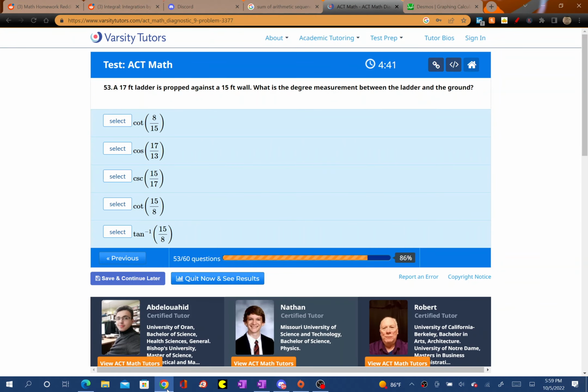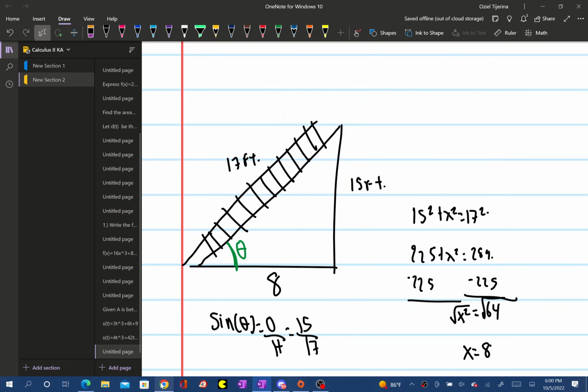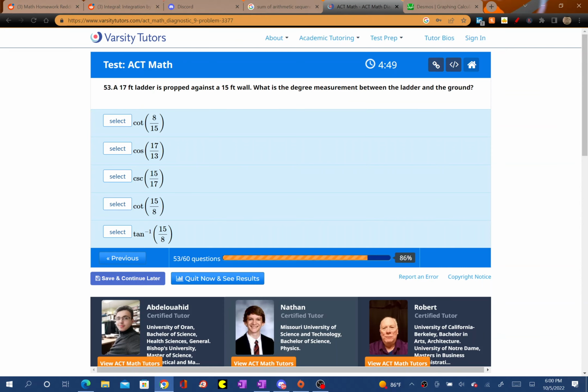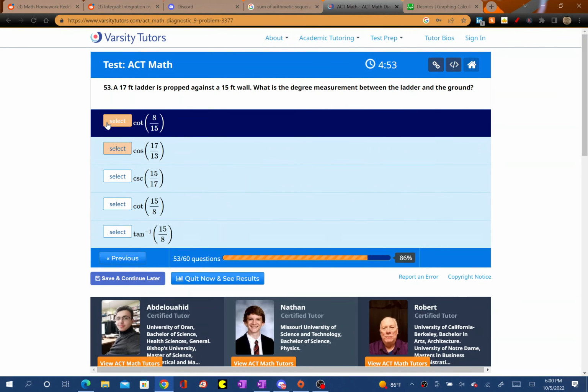Oh my god, guys, I don't know. Tan theta is opposite over adjacent, so cotangent. I'm gonna go with the first one.